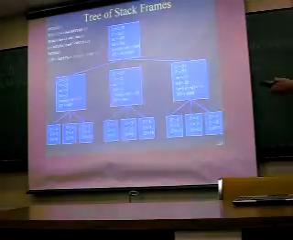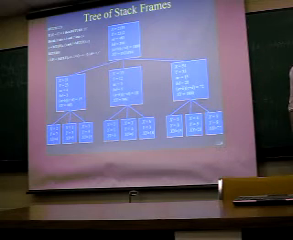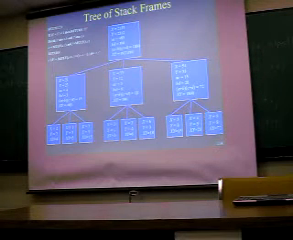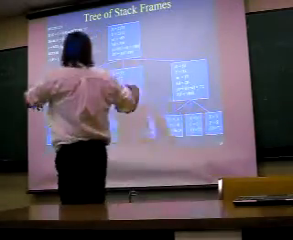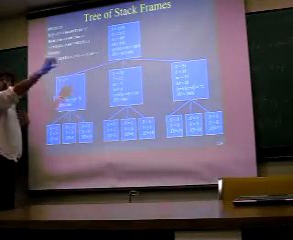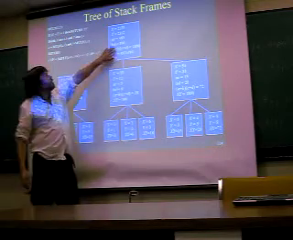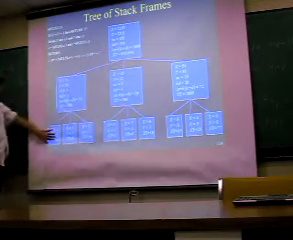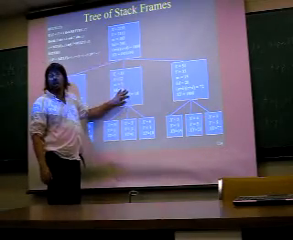Alright, so now, I don't know what happened to all my little red circles, but now we're going to look at the tree of stack frames. Tree of stack frames is in some ways the same thing that we did before, except we put all the stack frames out, right? Remember, this guy called this guy, who called this guy, who then called this guy, who called this guy, and then this guy called this guy.